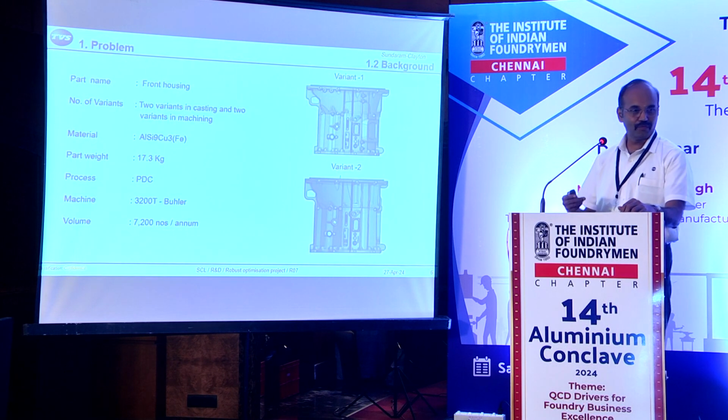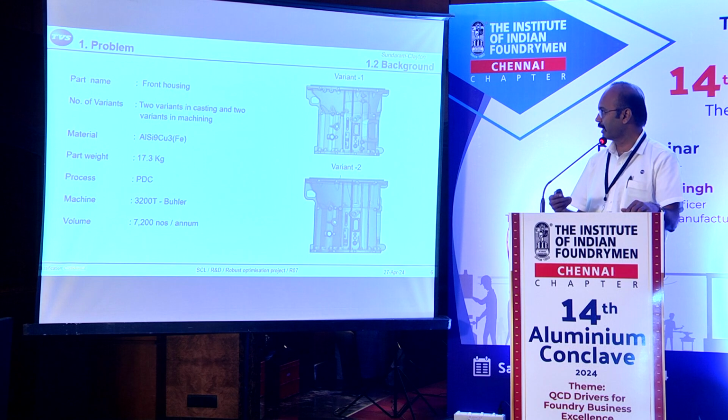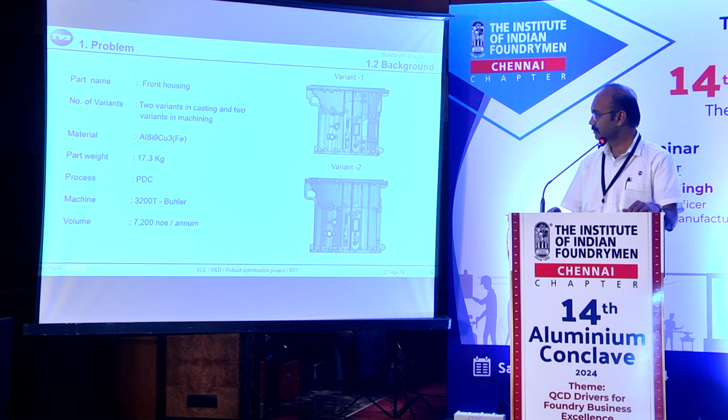I'll give a brief of the part that we used. It is a front housing part, and it has two variants in casting, and after machining we have two more variants. It is an ALSi9Cu3 alloy, and the part weight is 17.3 kg, so it's a very big part. We produce it in a 3,200 ton die casting machine.